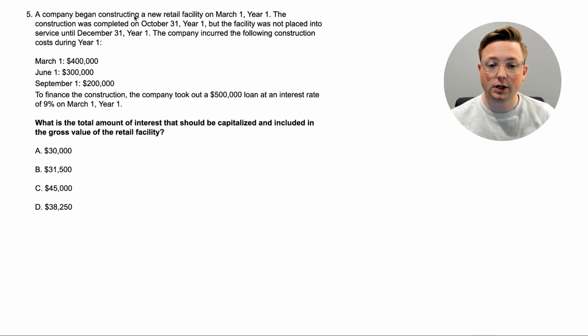A company began constructing a new retail facility on March 1st, year 1. The construction was completed on October 31st, year 1, but the facility was not placed into service until December 31st, year 1. The company incurred the following construction costs during year 1. On March 1st, they had $400,000. On June 1st, they had $300,000. On September 1st, $200,000. So these were their expenditures throughout the process. To finance the construction, the company took out a $500,000 loan at an interest rate of 9% on March 1st, year 1. So with that information, again, very similar to the previous question, try to figure this out, think through it, come back when you're ready, and we'll talk about it.